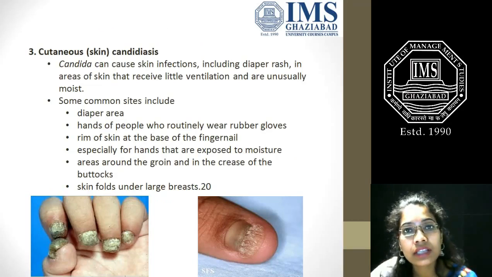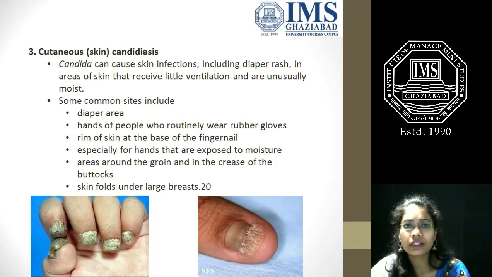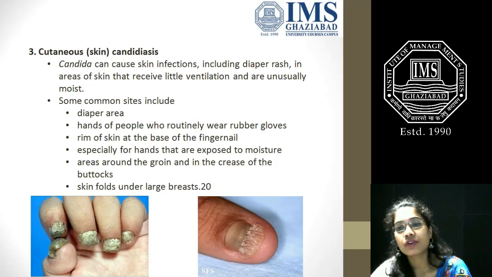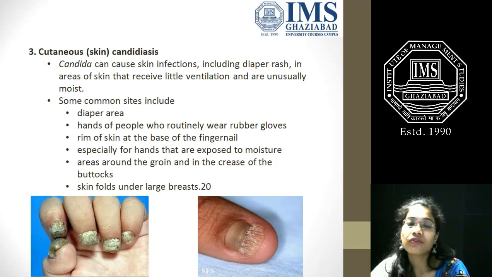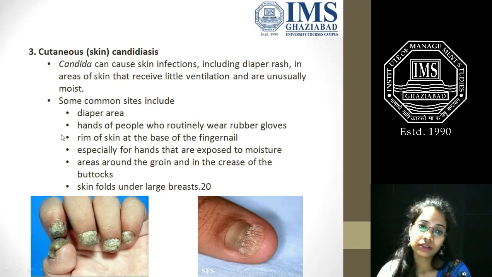Next comes cutaneous skin candidiasis. Candida can cause skin infections, including diaper rash, in areas of skin that receive little ventilation and are unusually moist. Some common sites include the diaper area, hands of people who routinely wear rubber gloves, the rim of skin at the base of the fingernail, especially on hands exposed to moisture, areas around the groin, and skin folds under large breasts. You can see the presence of fungal growth on the nail side.